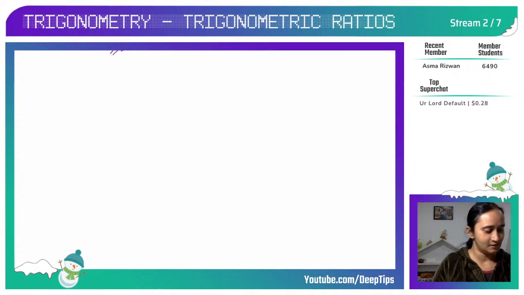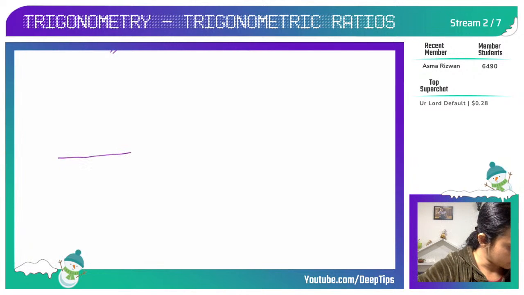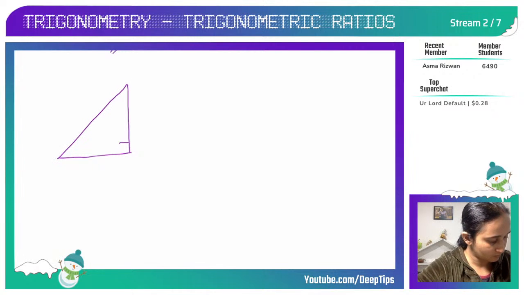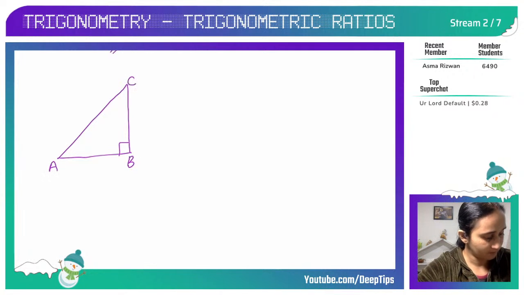Okay, so I hope you are clear with the concept of whatever we have learned so far. So we have learned about 45 degree, 30 degree and 60 degree. So now to learn about trigonometric ratios at 0 degree, let's draw a right angle triangle. Okay, so this is my right angle triangle, which is right angled at B.